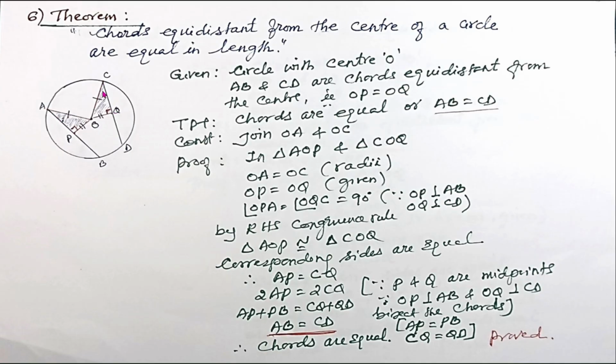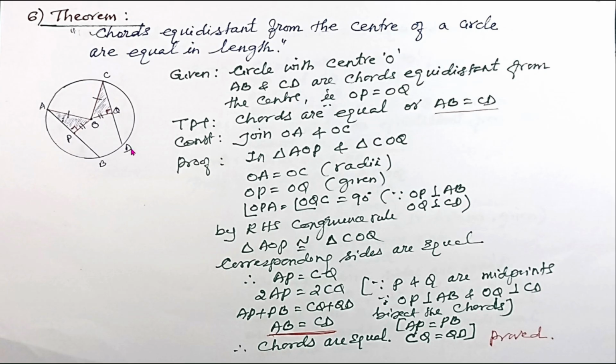Now we know that if AP is equal to CQ, P is the midpoint of AB and Q is the midpoint of CD. If I take 2 times AP, that becomes chord AB. If I take 2 times CQ, that becomes chord CD. Therefore AP plus PB is AB and CQ plus QD is CD, because P is the midpoint of AB. As we know, the perpendicular drawn from the center to a chord bisects the chord. Therefore AP plus PB is equal to AB, and Q is the midpoint of CD, therefore CQ plus QD is equal to CD.